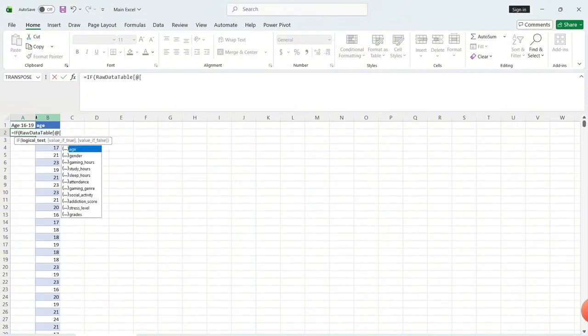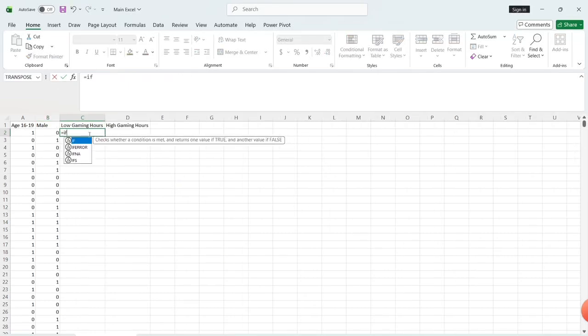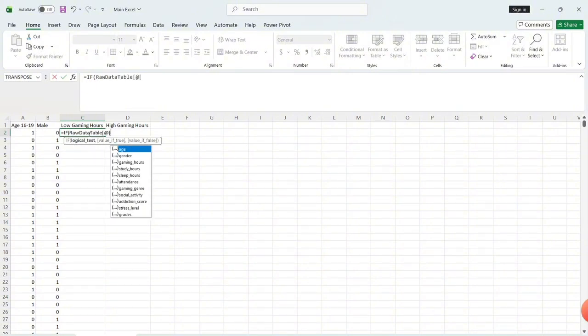We begin with age, encoding the 16 to 19 years range and leaving out 20 to 24 to avoid multicollinearity. Then we select male data for gender, leaving out all the female data. Then we divide gaming hours into low, moderate and high categories, where low is under 2.7 hours per day and high is over 5.7 hours per day.